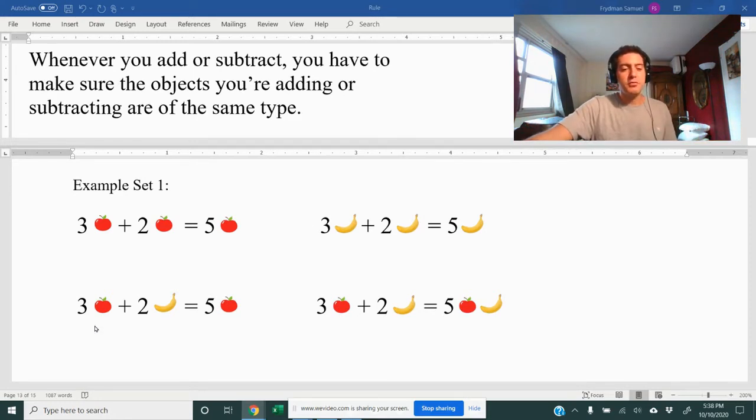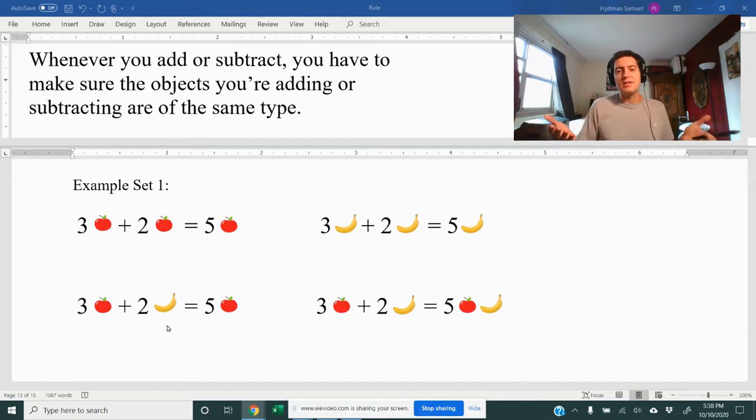But what if we have 3 apples plus 2 bananas equals 5 apples? No. If you have 3 apples and then somebody gives you 2 bananas, you don't all of a sudden have 5 apples. So that doesn't work. Why didn't it work? Because we were trying to add objects which were of a different type.